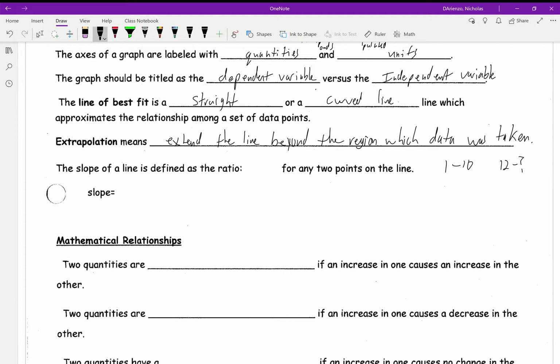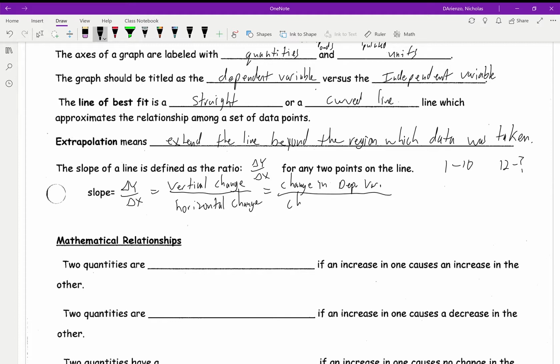So to review, the slope of a line is defined as the ratio of the change in y over the change in x for any 2 points on the line. So it is the change in y over the change in x, which is vertical change over horizontal change, which can also be considered change in the dependent variable over change in the independent variable.